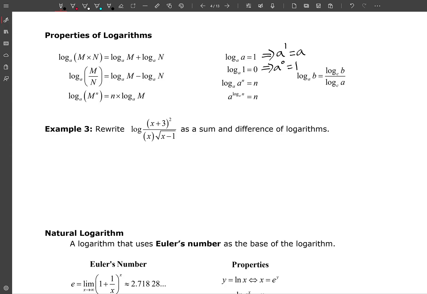Log base a of a to the n is just n, because that comes from the idea that a to the power of n is a to the n. And then a to the power of log base a of n is just n, because they're inverse operations. So if you go to the power of log base a of n of a, it's just going to cancel out, and all you'll be left with is n.